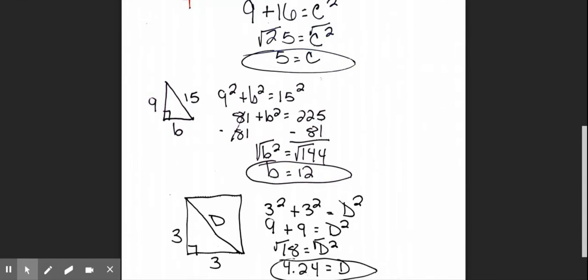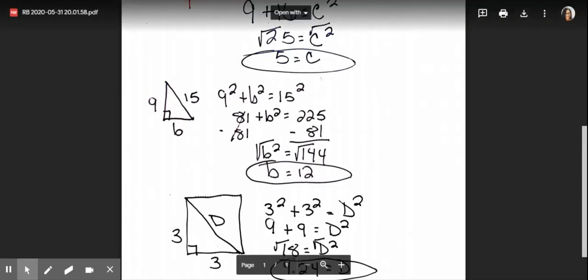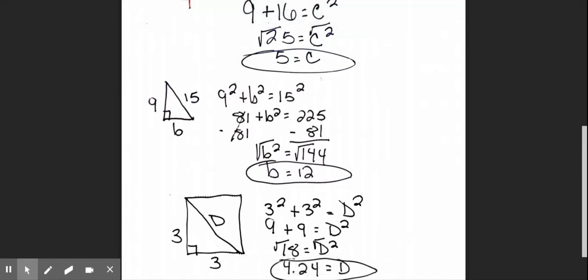Well, we have to get b squared by itself, so we're going to subtract 81 from both sides. So if I subtract 81 from this side, I have to do it to the other side. 225 minus 81 gives us 144. So b squared is going to be equal to 144.